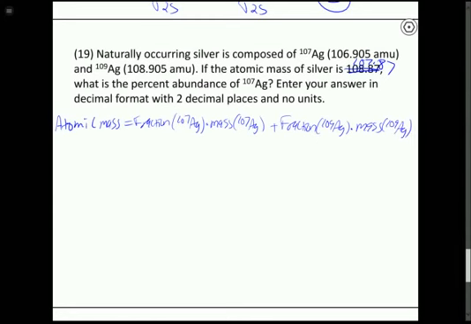Okay, so that's the equation, and we really have 2 unknowns here because we're trying to find the fraction for 107. We'll call that x. But we also don't know anything about the fraction for 109. So we have 2 unknowns, which means we need a second equation. So we want to write this out numerically.